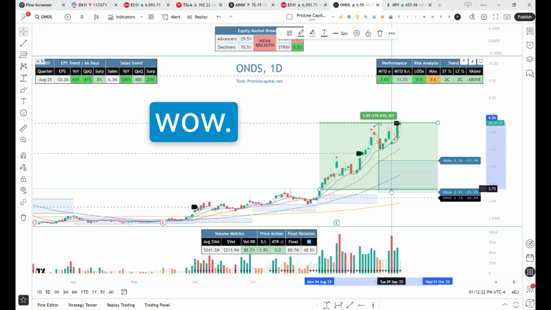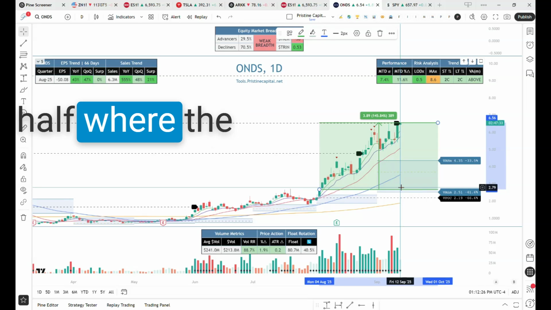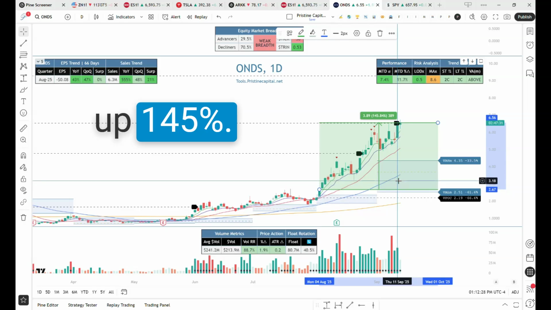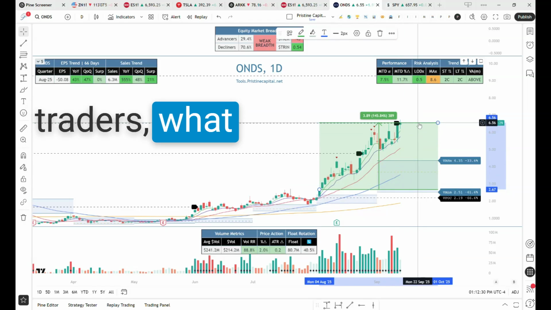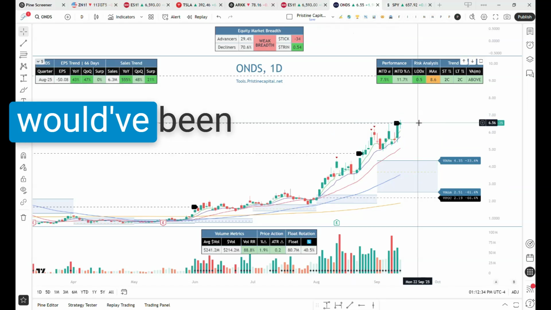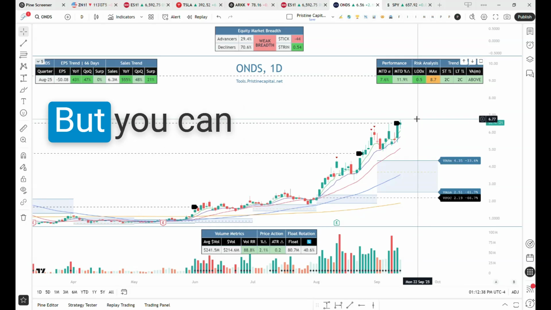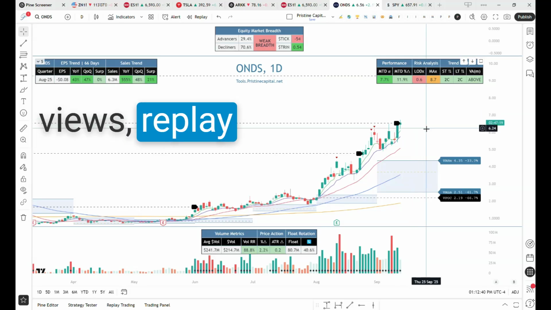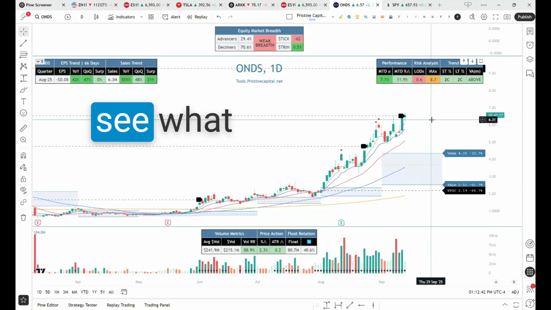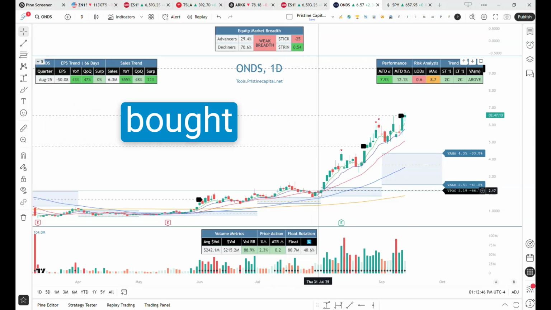145.84%. Wow, and this is over the span of about a month and a half where the stock moved up 145%. Now, most traders, what they do is they see stocks like this, they go, man, I wish I would have been in this stock, and then they just move on to the next thing. But you can use TradingView's replay feature to actually see what it would have looked like in real time when you should have actually bought the stock.